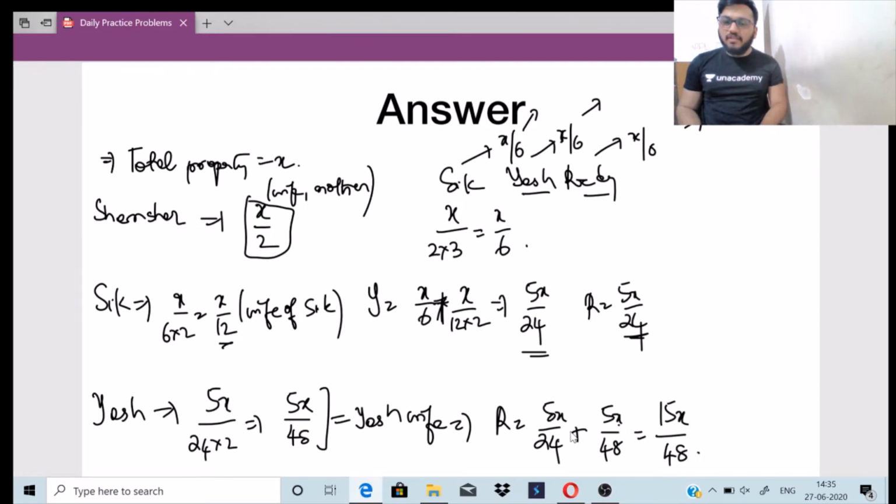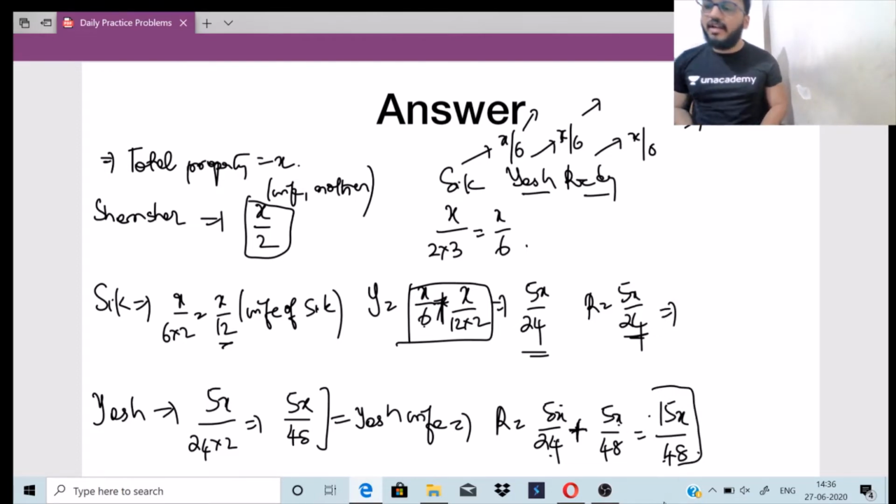10x plus 5x, 15x by 48. For 24 and 48, the LCM is the same here also. So 6 and 24, the LCM is 24. So here it will be 4x plus 1x, because 6 fours are 24, 4x plus 1x, 5x. So you are adding the fractions here. Please do think, you're adding the fractions. The LCM is 48 and you add both the fractions. So Rocky's share is actually 15x by 48 now.